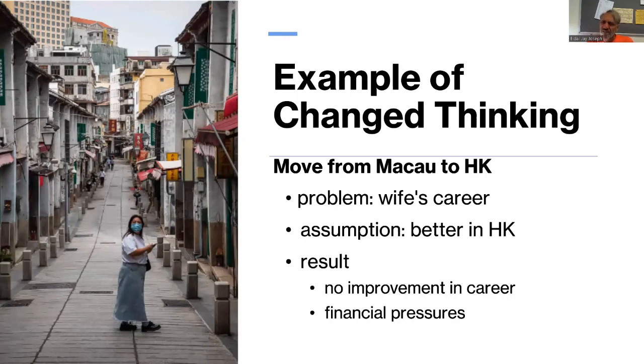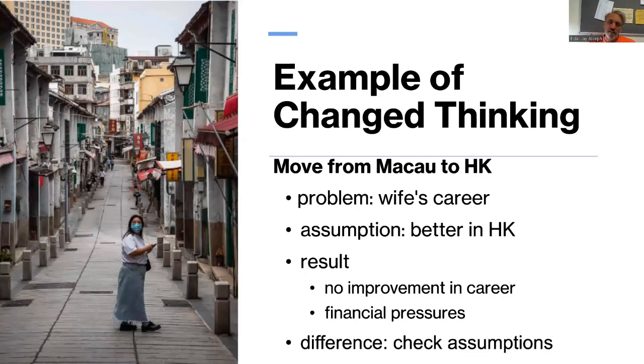But the result, we did make this major move, and unfortunately, there wasn't an improvement in her career, and in fact, some financial pressures did result. And I gave up quite a bit of money working in Macau to come to Hong Kong, and I wasn't making as much money, which is not the only thing in life, but unfortunately, her career didn't improve as well.